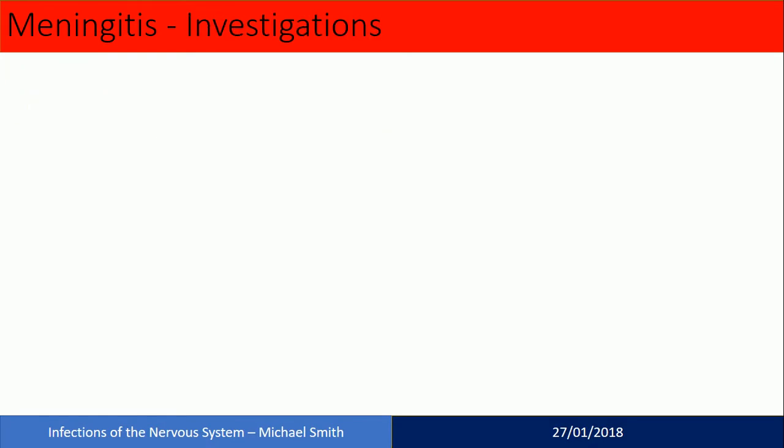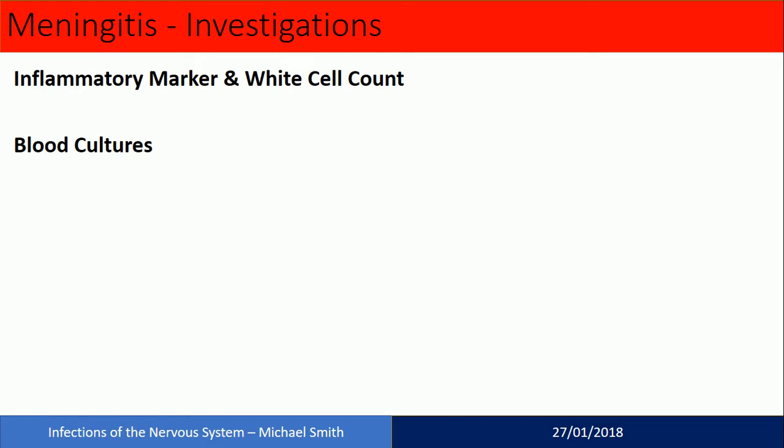If you suspect that a patient has meningitis, then the main investigations you should undertake include inflammatory markers and white cell count to check whether or not your patient is showing signs of an infection, blood cultures, as these can be taken to the lab to check whether or not there is anything in the blood and causing a septicemia, and a lumbar puncture, as this allows you to look at the CSF and determine whether or not there is anything present in the CSF that could be causing the meningitis.